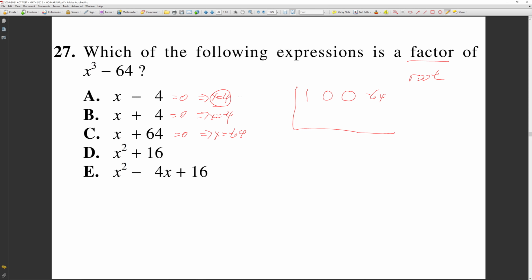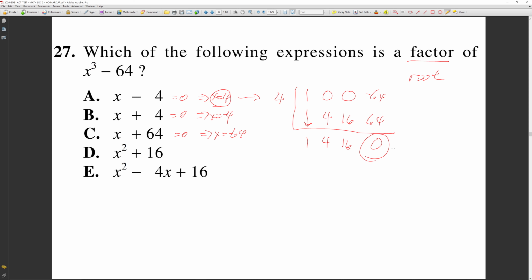We're going to take the first one, which is 4. So what you're going to do is bring down the first number, which is 1. So 4 times 1 is 4. And what you do now is add them together. 0 plus 4 is 4. 4 times 4 is 16. And then 0 plus 16 is 16. So 4 times 16 is 64. So you add these together and I get 0.